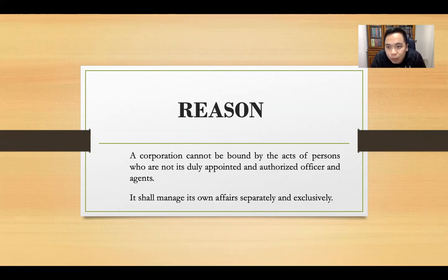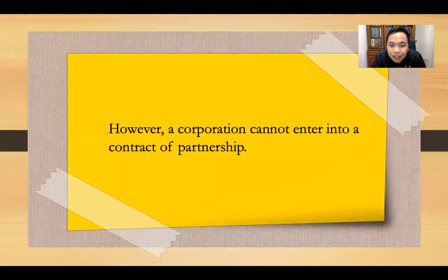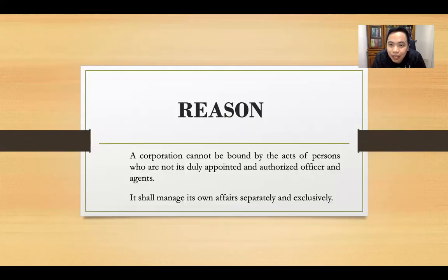Now, if a corporation will join a partnership, the corporation will be bound by the acts of the partners. And these partners are not the duly authorized representatives of the corporation. That is why a corporation may not enter into a contract of partnership.